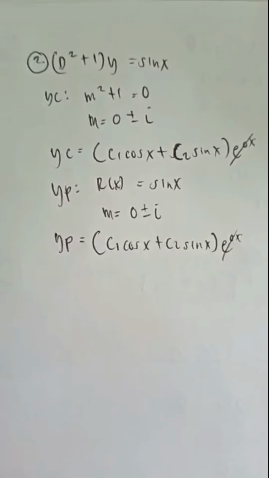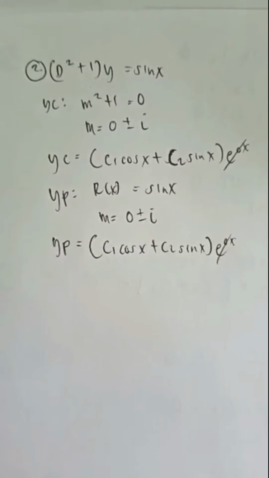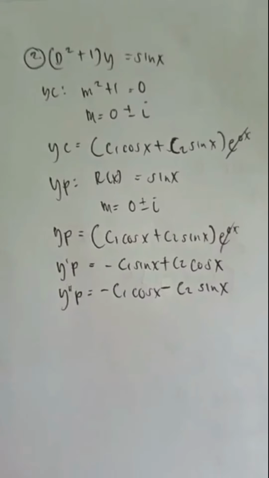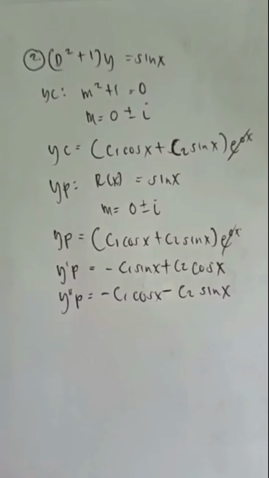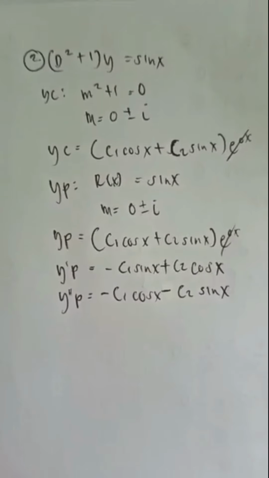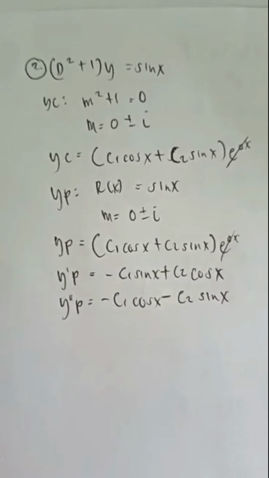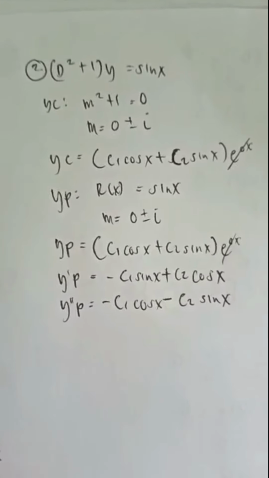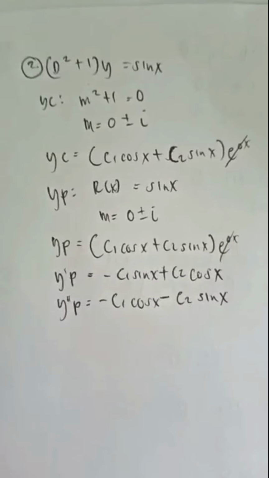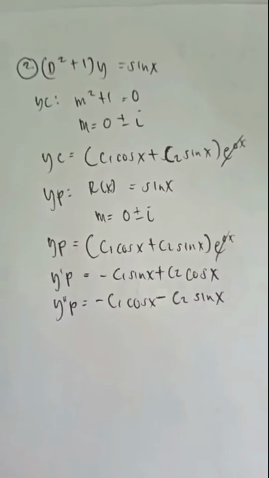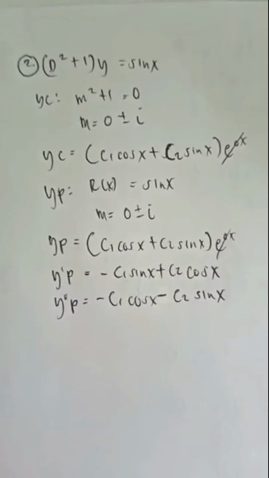Ngayon, kukunin natin yung derivative ng yp. So ang derivative ng c1 cosine x is negative c1 sine x. At ang derivative ng c2 sine x is c2 cosine x. Kukunin natin ulit yung second derivative. So, ang derivative ng negative c1 sine x is negative c1 cosine x. At ang derivative naman ng c2 cosine x is negative c2 sine x.